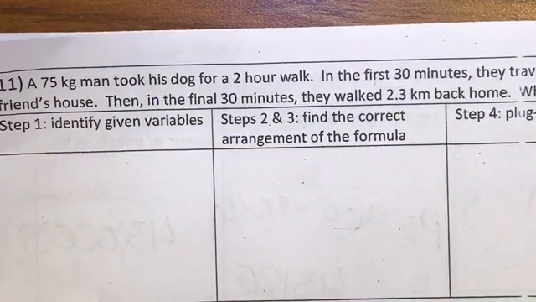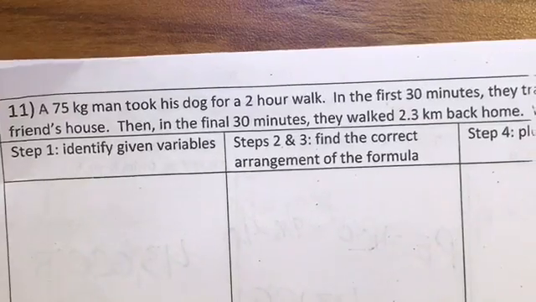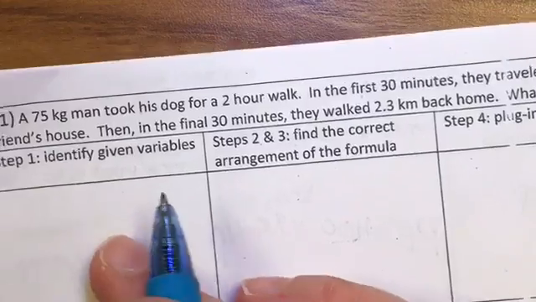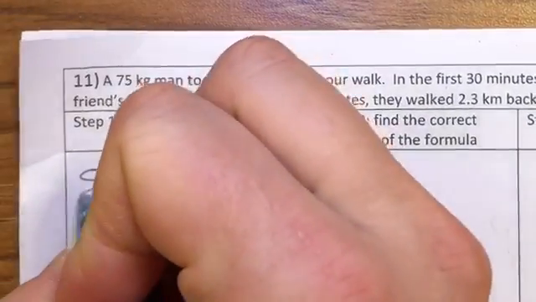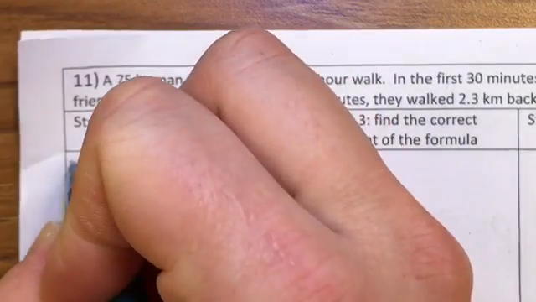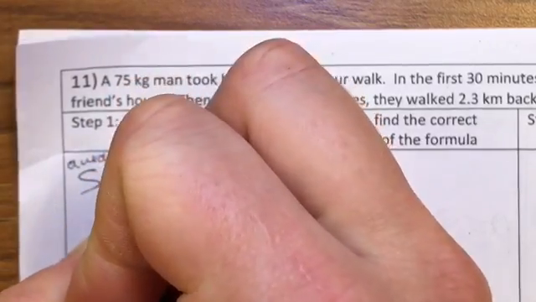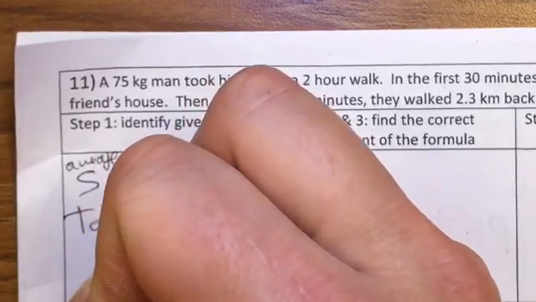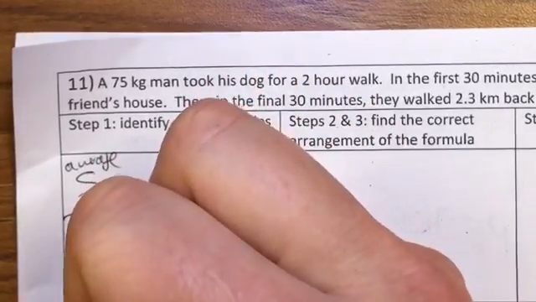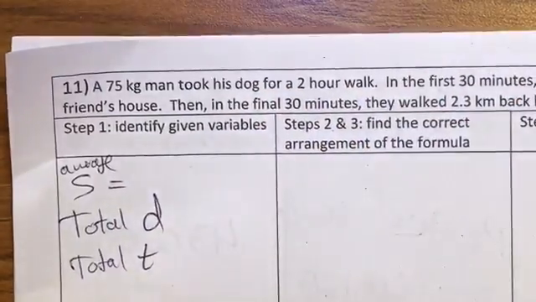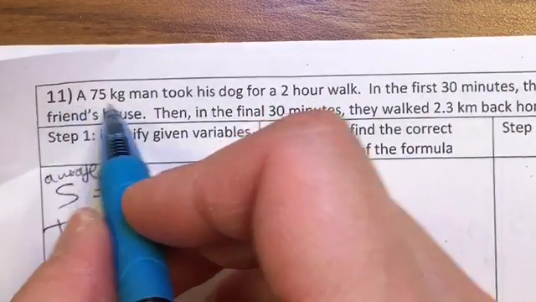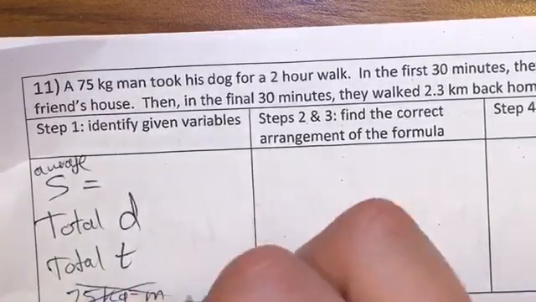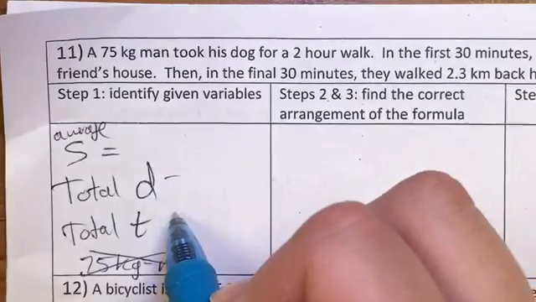Okay, so this is one of those average speed for the trip questions. When you have these sort of things, you need the total time and the total distance. For the average speed for a trip, you need the total distance and you need the total time. Now, if you read the question carefully, we do have the 75 kilogram mass, but we're not going to use it. Total distance, total time.